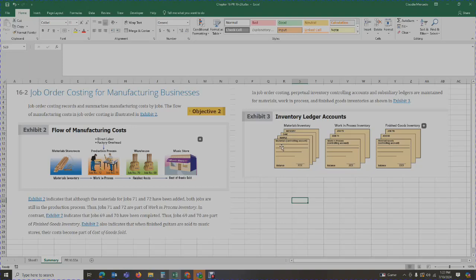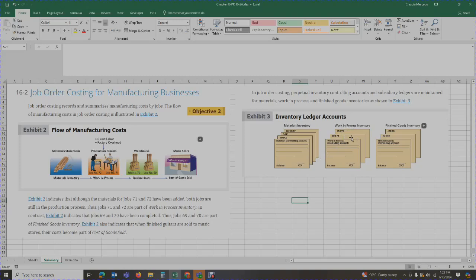Or what is it that we're manufacturing? Maybe we're manufacturing just maple guitars. That's going to be one of our jobs. So that's what we're going to be requesting. Once we requisition the materials into the actual production process, we are going to move them into the working process, into specific jobs.